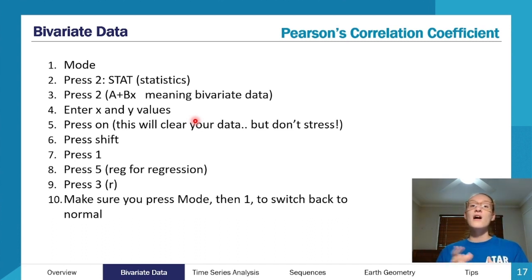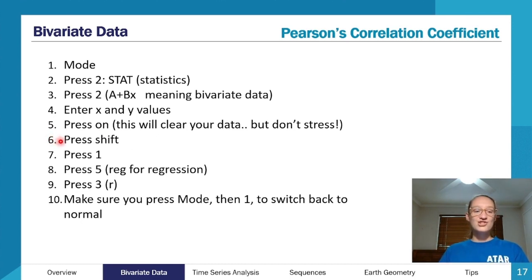So if, for example, your X value is 5, you'd put 5, enter, and that would add it to your table. You can enter all your X values and all your Y values by putting the number in, then pressing enter, and also by moving around the little table grid using the arrow keys on your calculator. So you enter all your data that way, and once you've finished, you press on, and that will clear your data off the screen. But don't stress, your calculator has it stored in its memory, it's not gone.